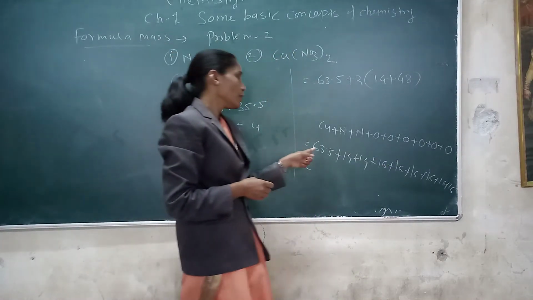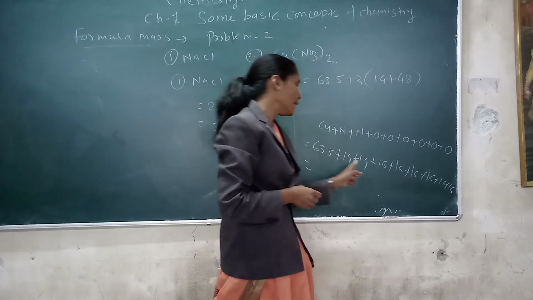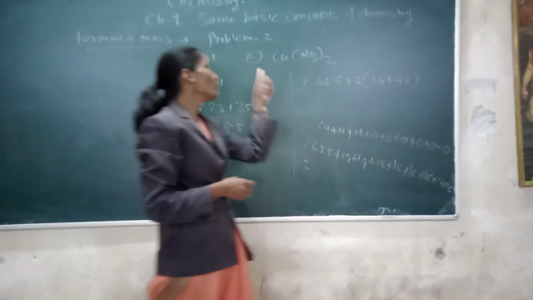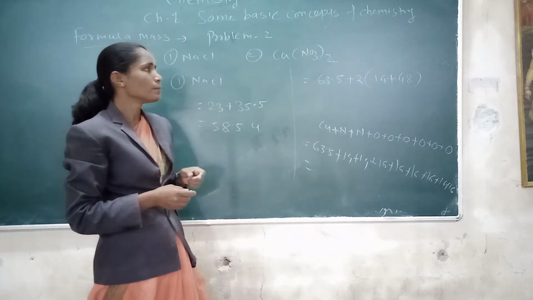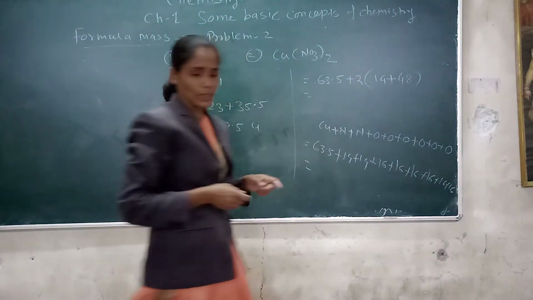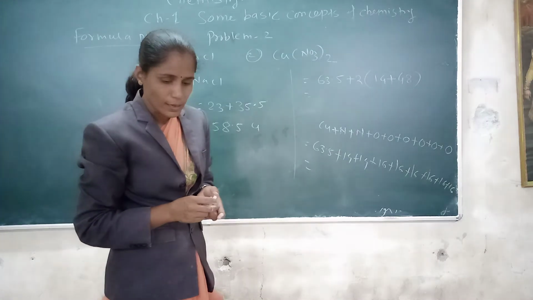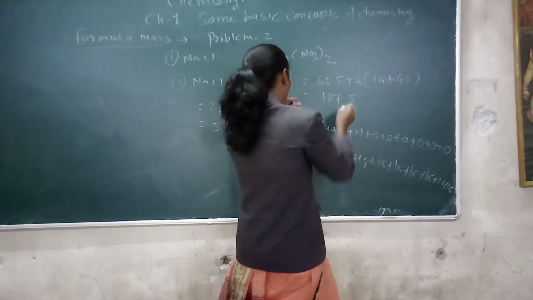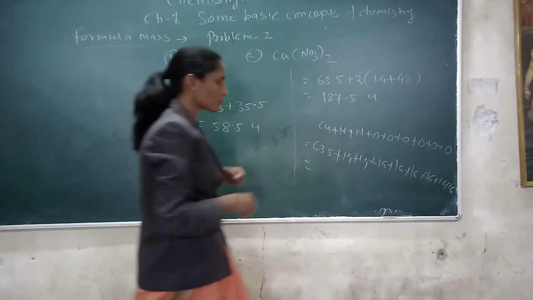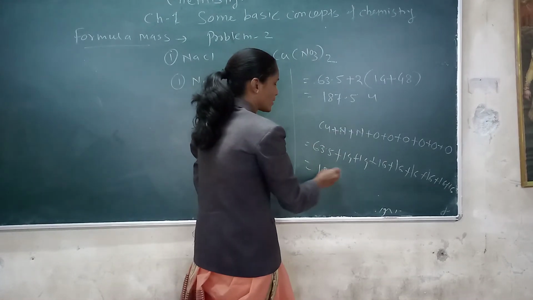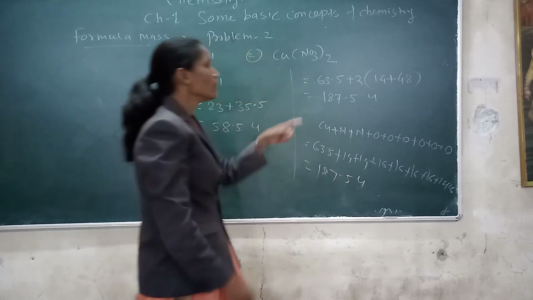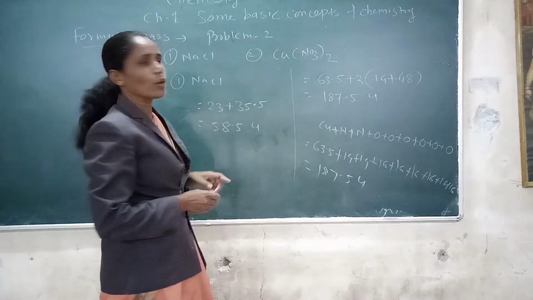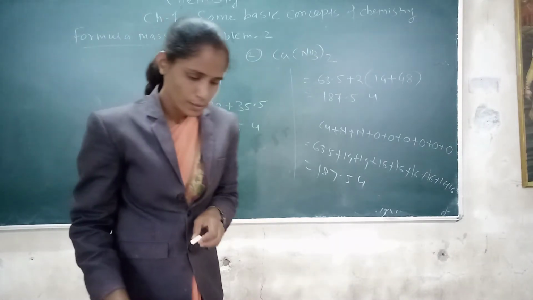That is, masses of elements add together to form the formula mass. By this calculation, we get the answer 187.5 unit. This is the formula mass of copper nitrate, Cu(NO3)2.